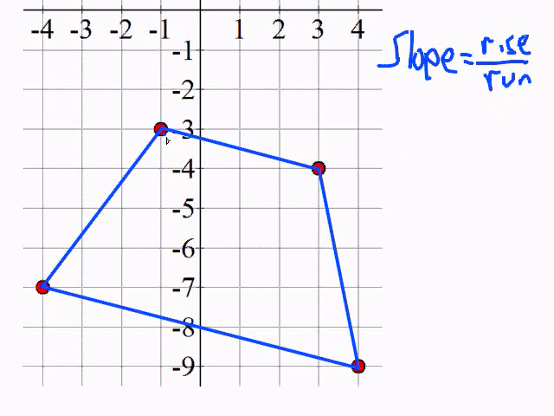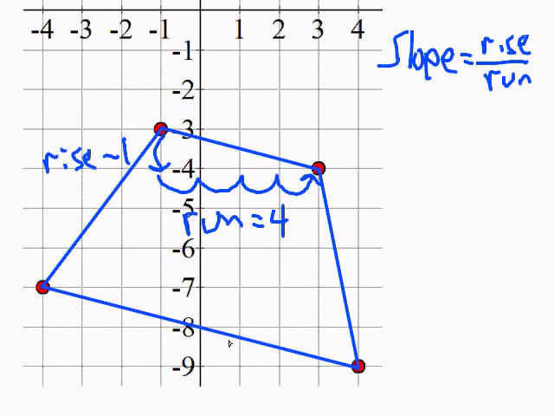So I'm going to take this point and I notice I have to go down 1. So that's a -1 rise, and my run is 1, 2, 3, 4. So my run is 4. And my rise is -1. So when we find the slope of that line segment right here, it is -1 over +4.